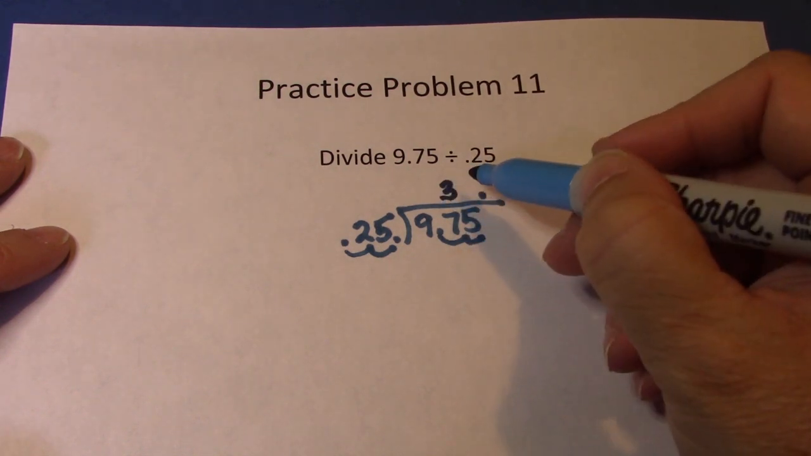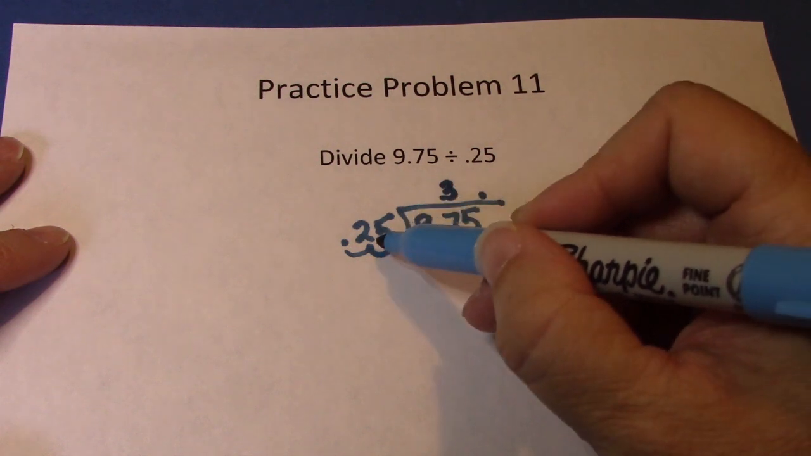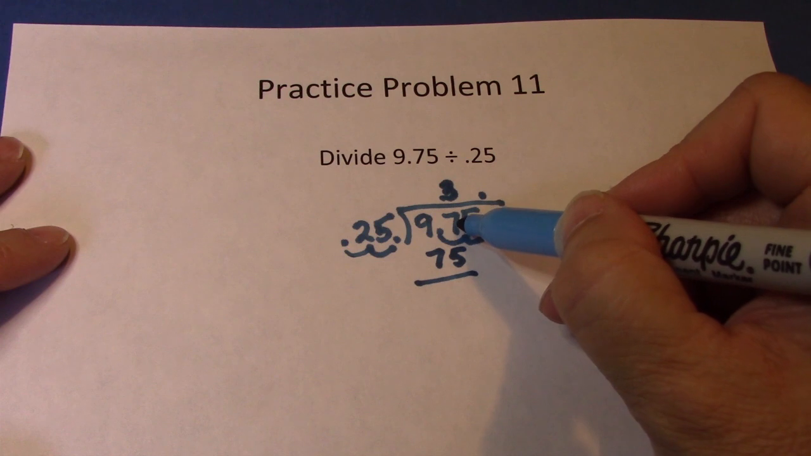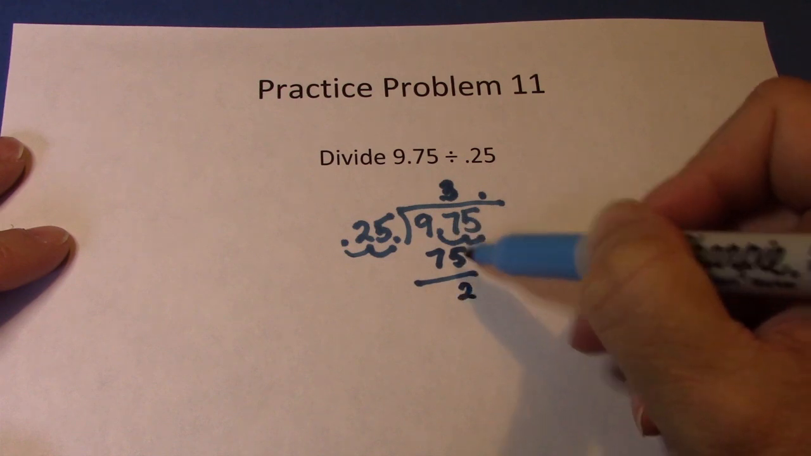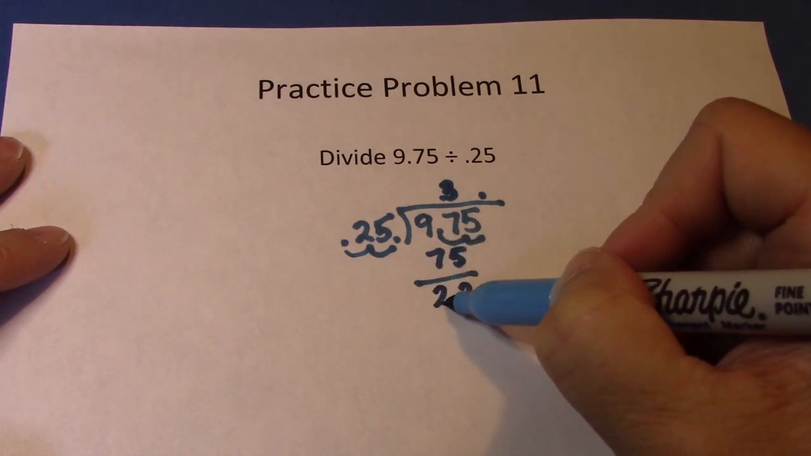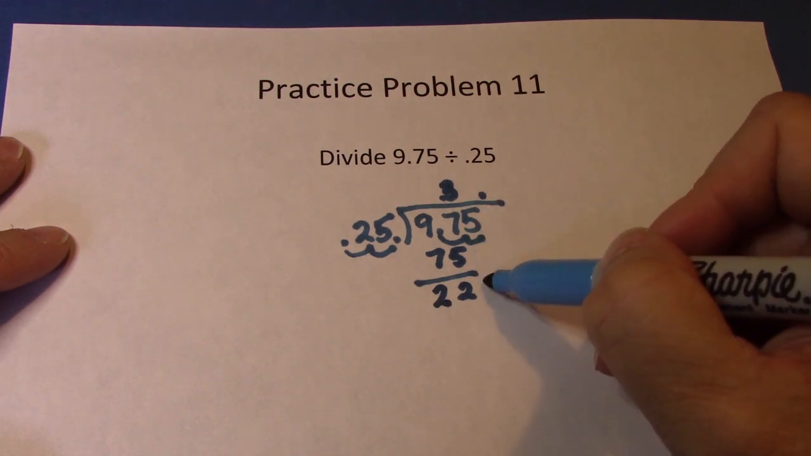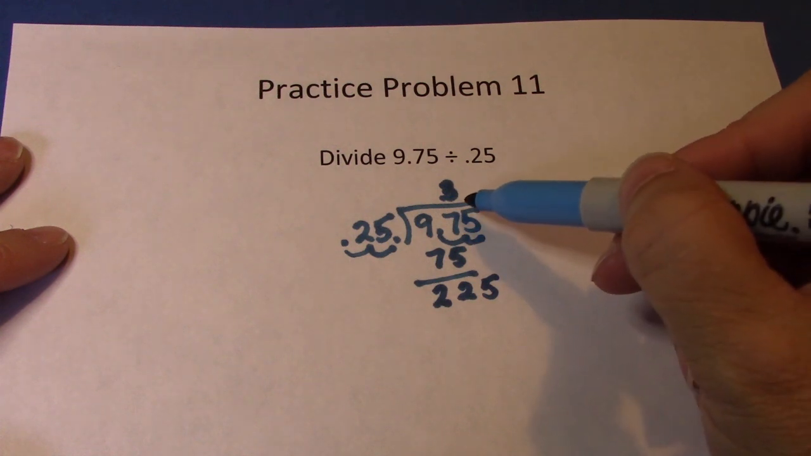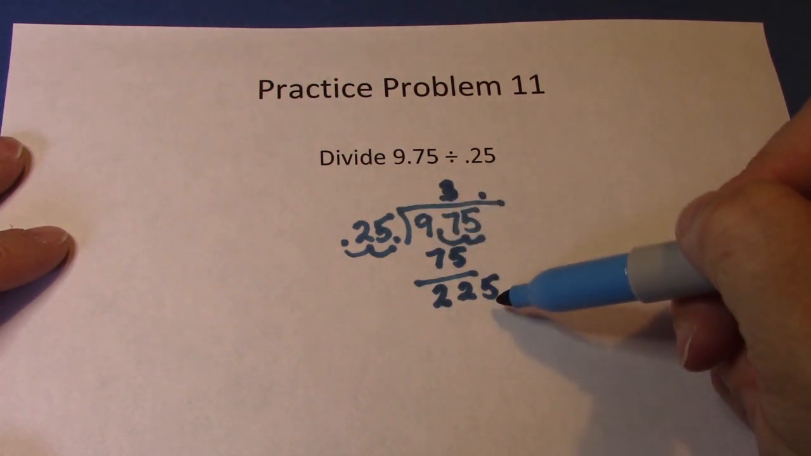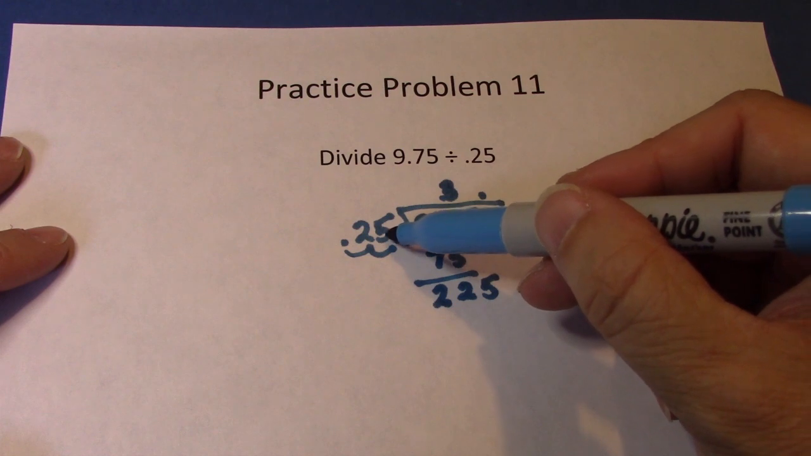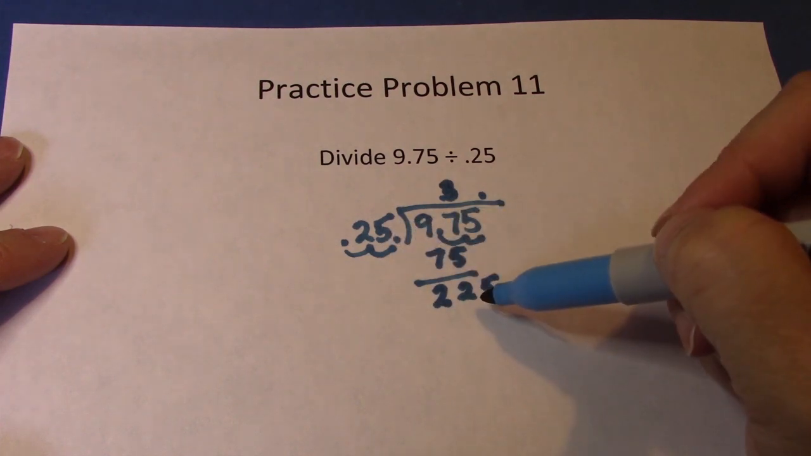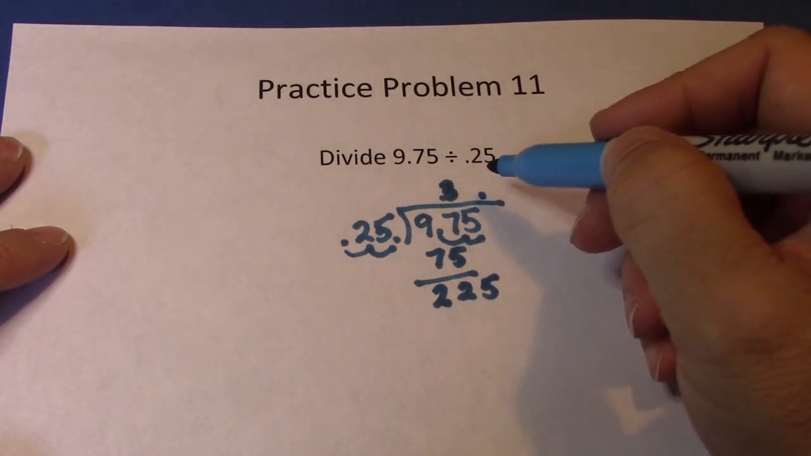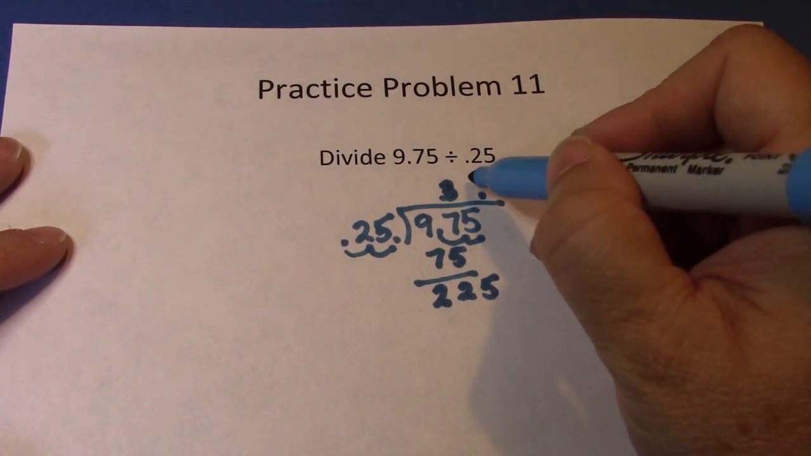There's the division. Now multiply. 3 times 25 is 75. Now subtract. 7 minus 5 is 2. 9 minus 7 is 2. And next, bring down. So what we're going to repeat over and over again until we're done is divide, multiply, subtract, bring down. So how many times does 25 go into 225? Well, we can make a good guess. Sometimes you can try something, it doesn't work, you try again. Let's try 9.